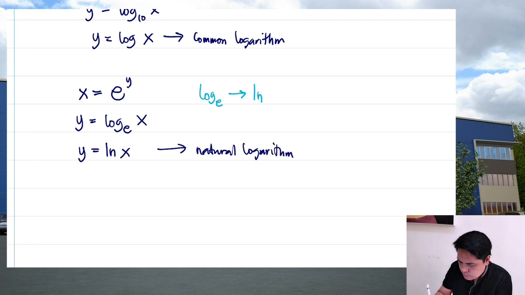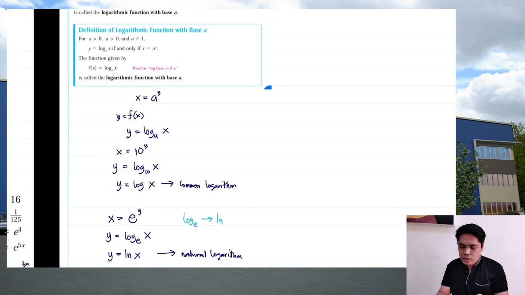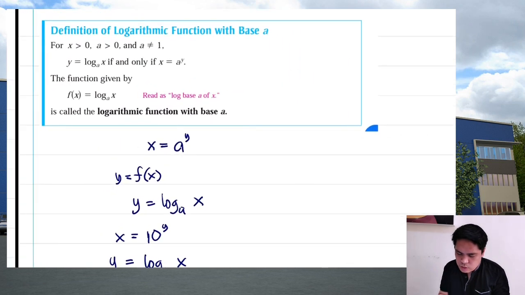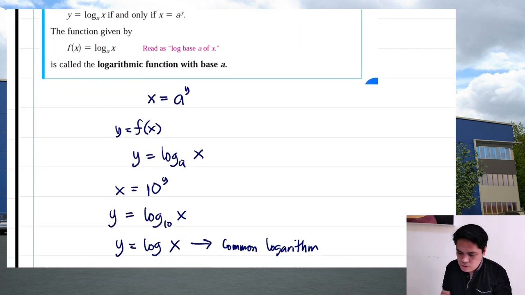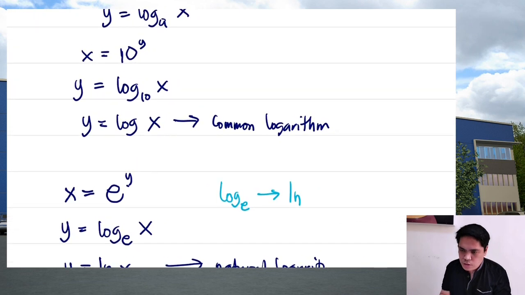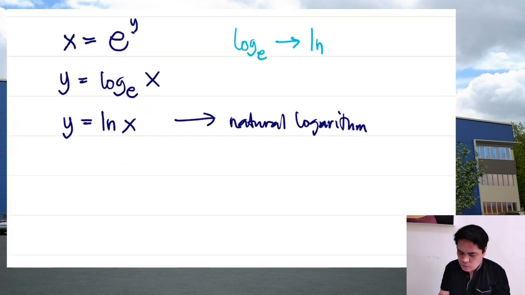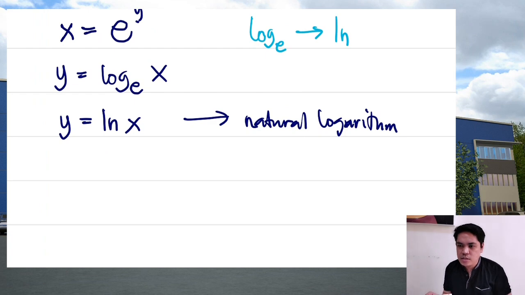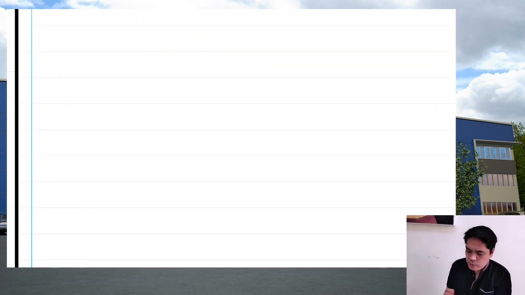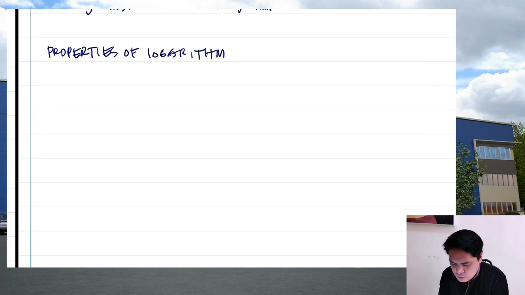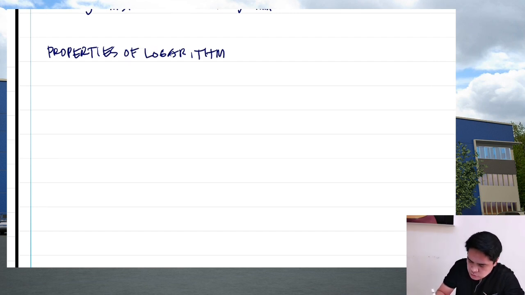Okay, that's it. So na-cover natin yung logarithm of base a or any base. Then we have common logarithms in which the base is 10, and we have natural logarithms in which the base is the natural base e. Okay, next, let us now discuss the properties of logarithm. Again, the properties of logarithm is just based on the properties of exponents, because since exponential functions and logarithmic functions are just inverses of each other, so related din sila.